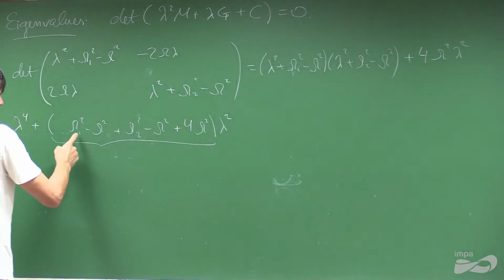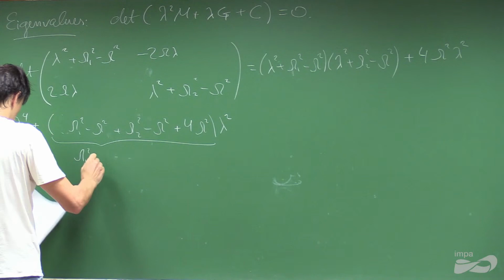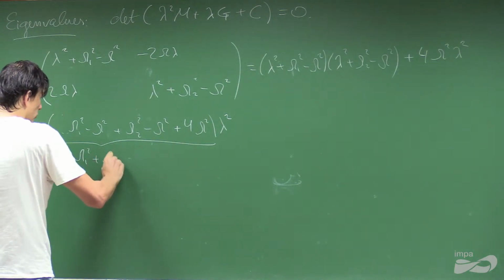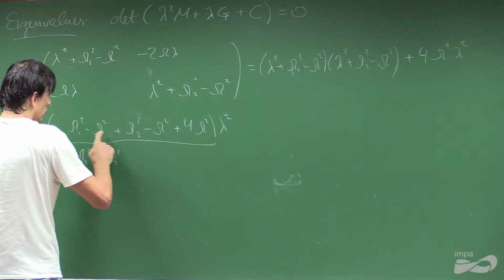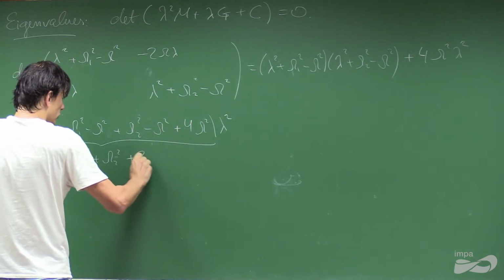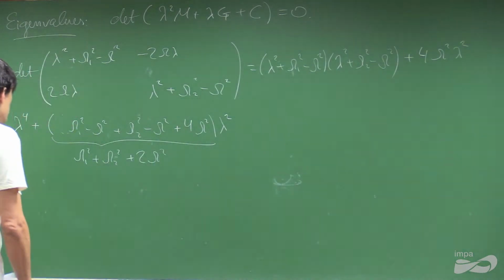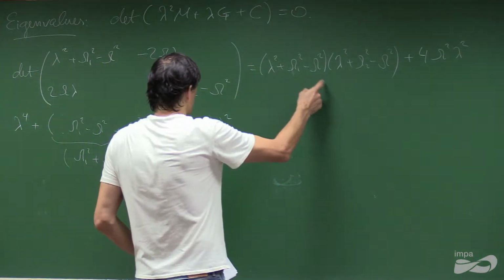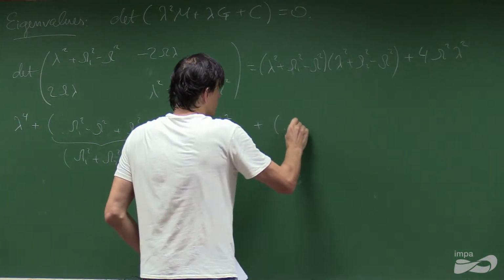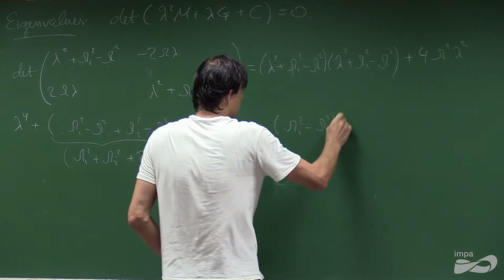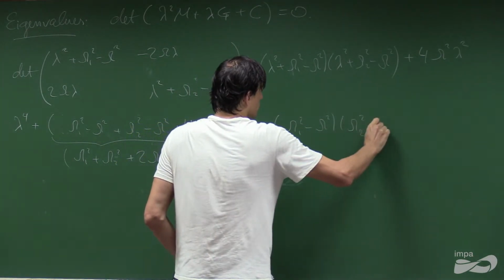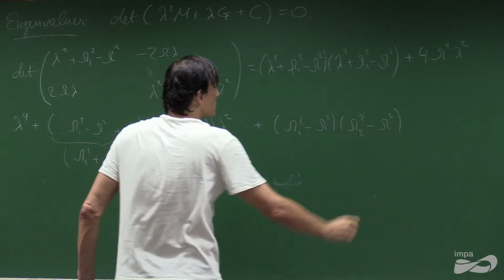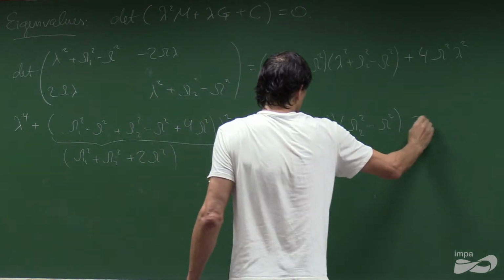So this is omega 1 squared plus omega 2 squared, and then you cancel this with plus 2 omega squared. And what's left is omega 1 squared minus omega squared times omega 2 squared minus omega squared. Good. So this is 0.